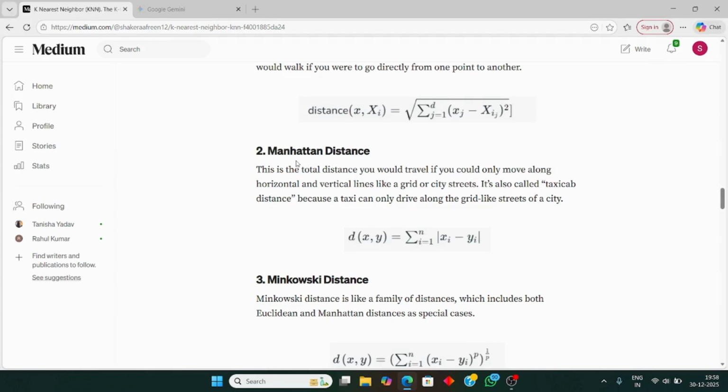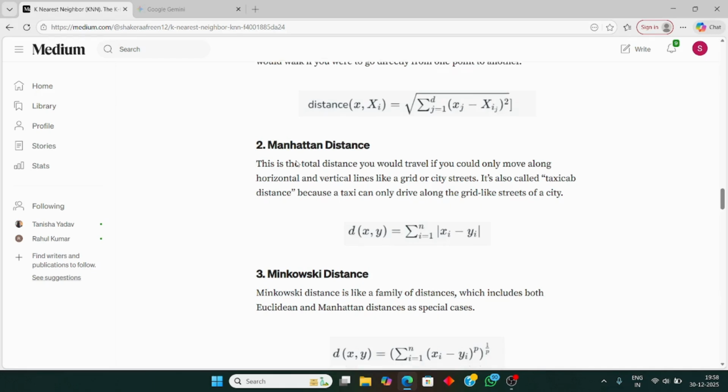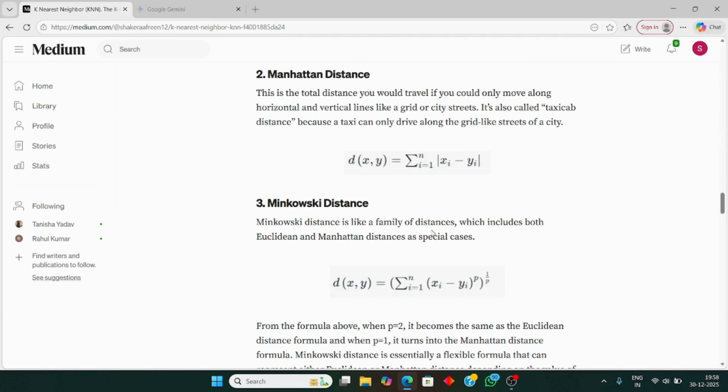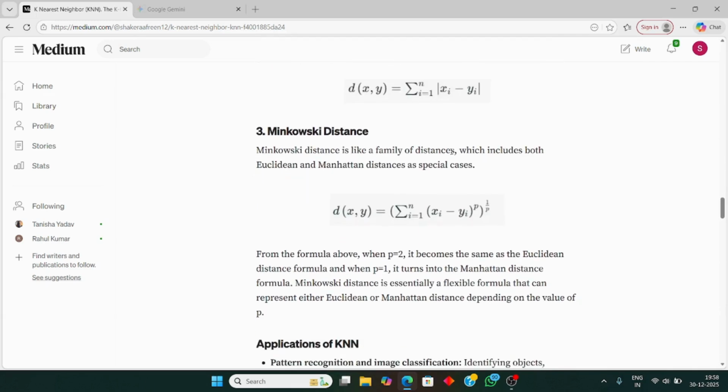Then Manhattan distance. It is the distance if we move along horizontal and vertical lines, like a grid or a city street. In simple terms, if we move along horizontal or vertical lines in a grid form, that is known as Manhattan distance, and we calculate it as d(x, y) equals the summation of |xi minus yi|.